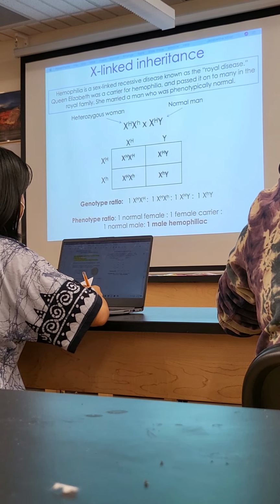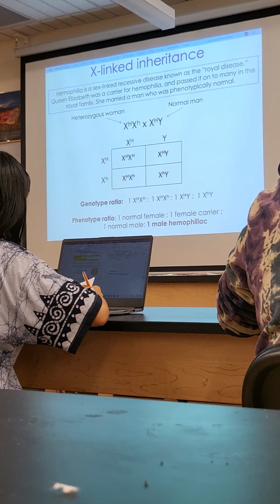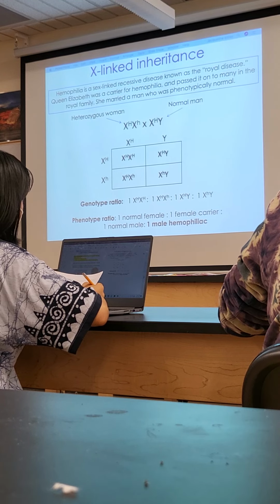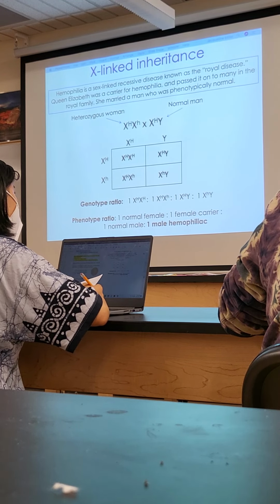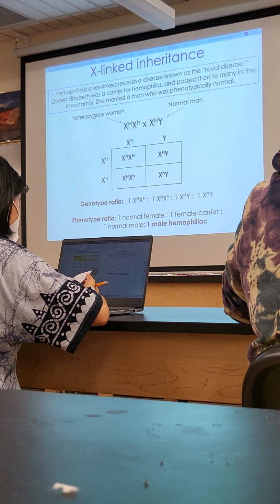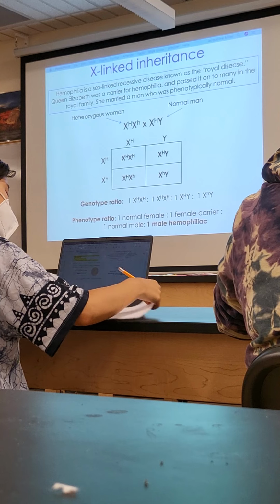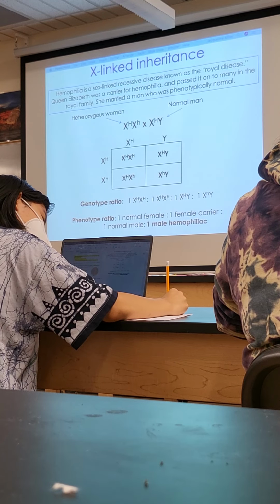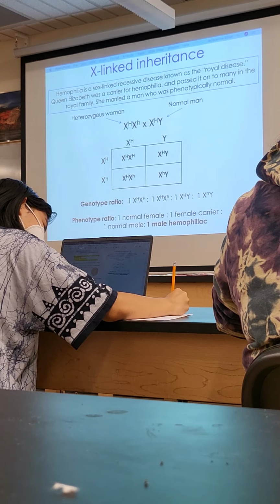He himself is not affected. So we'll use D for Duchenne muscular dystrophy. If it is recessive, the little d would be the affected allele, right? So what would be the man's genotype? This man in the story problem, not his brother. X capital D, Y.